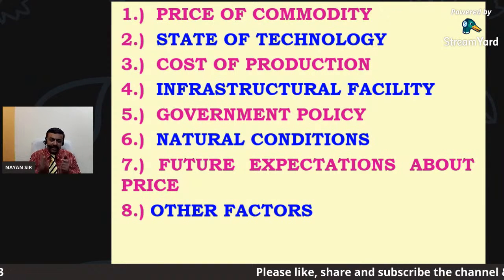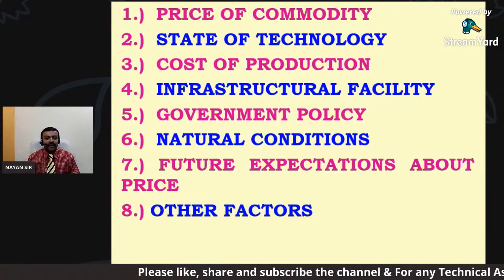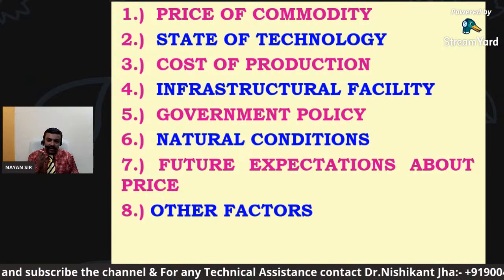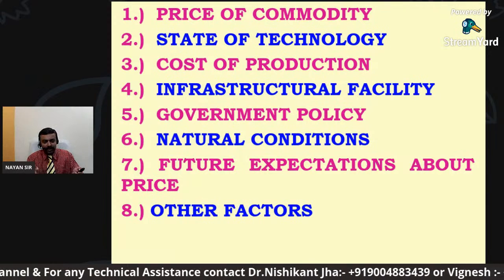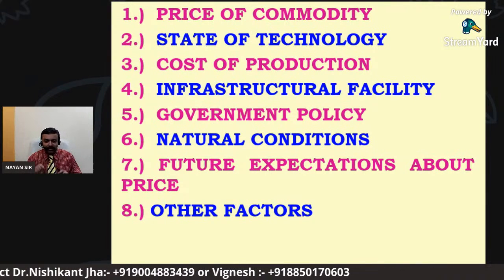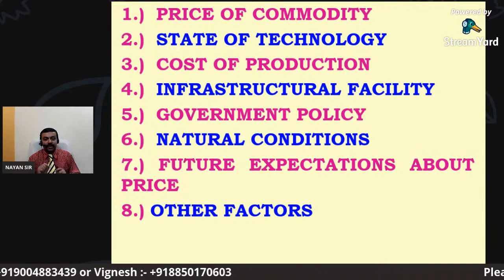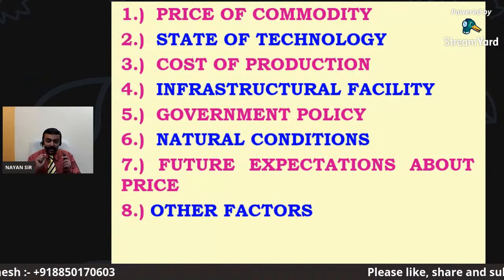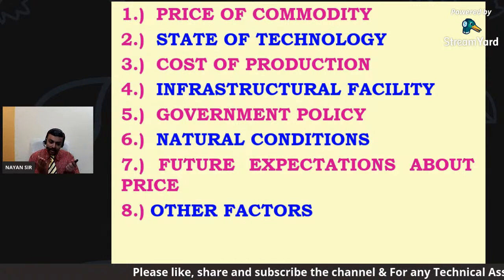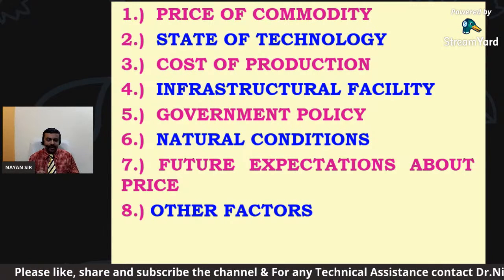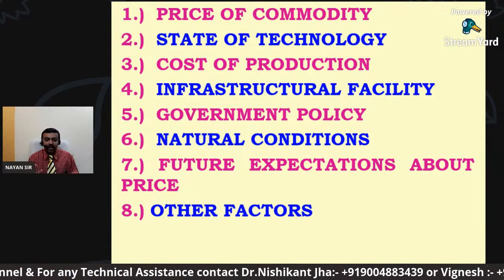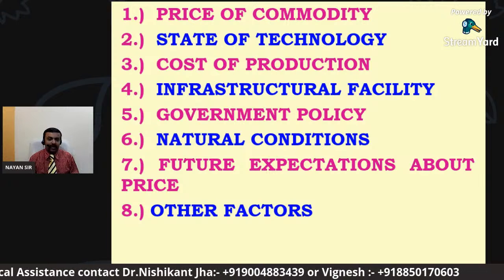Friends, price is a very important factor influencing the supply of a commodity. More quantities are supplied at a higher price and fewer quantities are supplied at a lower price. Thus, friends, after every graph we have written this statement. This statement is very important. Thus, there is a direct relationship between price and quantity supplied. State of technology, friends. Technology improvement reduces the cost of production, which leads to an increase in production and supply.